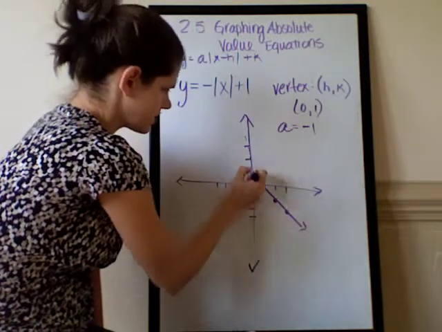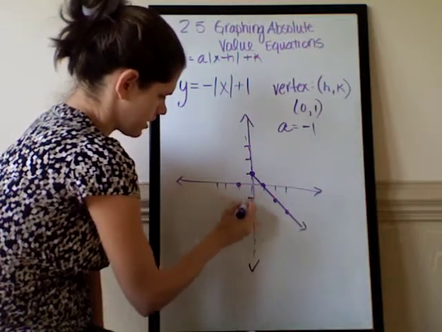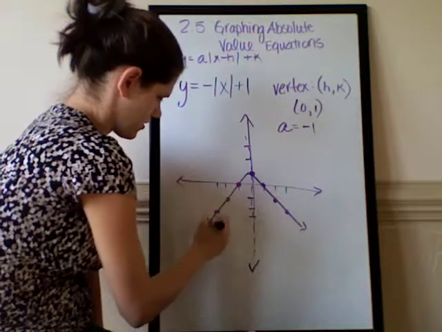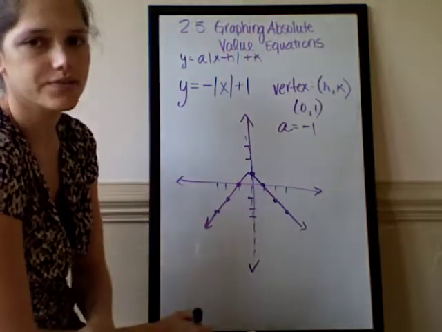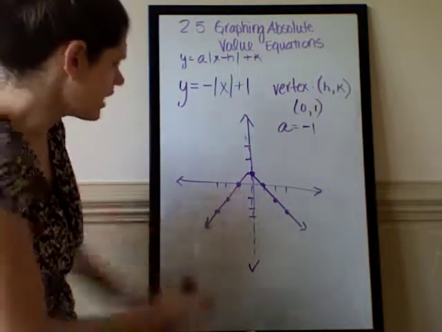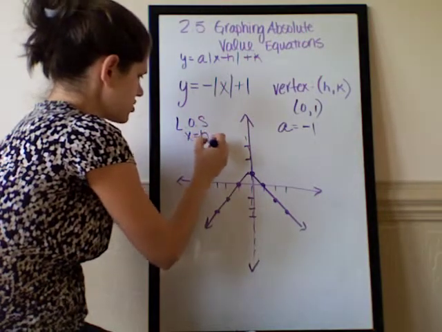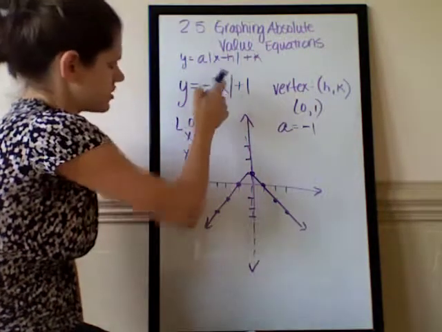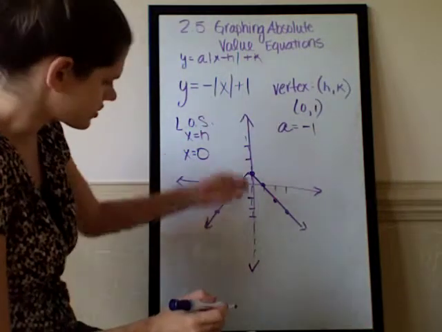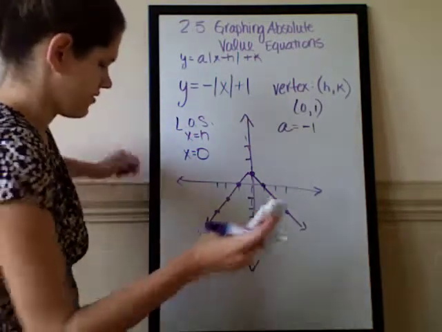Okay, there's my line of symmetry occurring at my vertex. So again, down 1 over 1, down 1 over 1. And there's my V, okay? I had a negative, so it was upside down. Line of symmetry, we said is x equals h, and in this case, h is 0, so x equals 0. And that's that line of symmetry. All right.